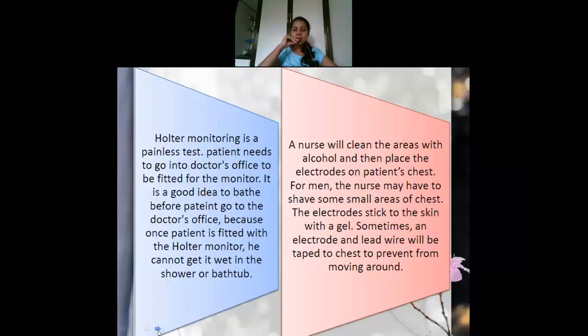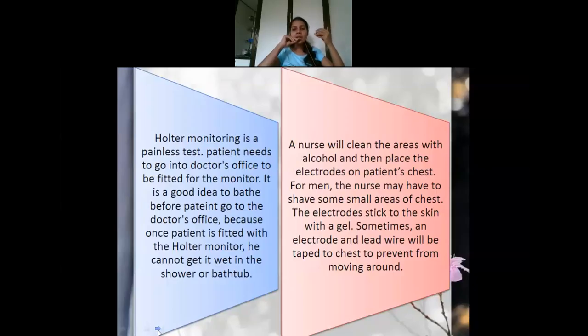And next is, you should always remember that once a person is in the Holter monitor, they cannot get it wet, they cannot go into the shower, they cannot go for swimming, or they cannot take a bath. Okay, next is, how will you prepare the patient for Holter monitor? Suppose you have decided to go to the doctor tomorrow to get the Holter monitor fixed. What preparations will be done?